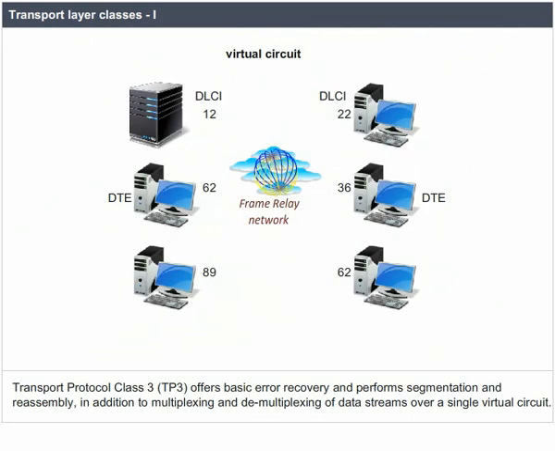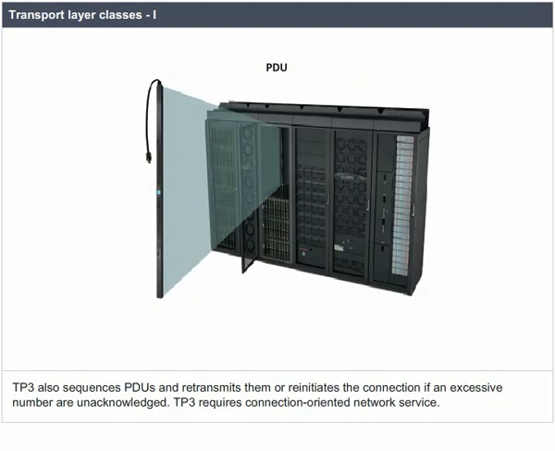Transport Protocol Class 3, TP3, offers basic error recovery and performs segmentation and reassembly, in addition to the multiplexing and demultiplexing of data streams over single virtual circuits. TP3 also sequences PDUs and retransmits them, or reinitiates the connection if an excessive number are not acknowledged. TP3 requires Connection-Oriented Network Service.